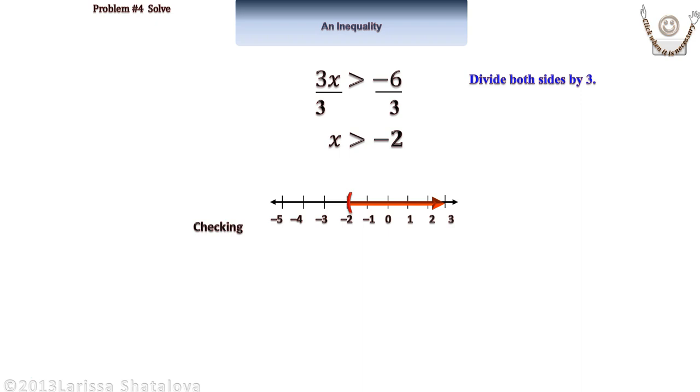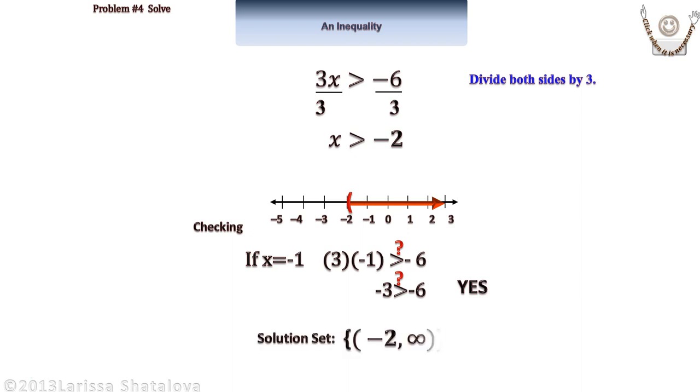And for checking, we can pick any number. I prefer to use something small. If x is negative 1, then 3 times negative 1. Question: is it greater than negative 6 or not? Negative 3 is greater than negative 6. Yes. So now the solution set. How can we show it? You can use set builder notation, curly parentheses, and within curly parentheses we can show the interval from negative 2 to positive infinity.